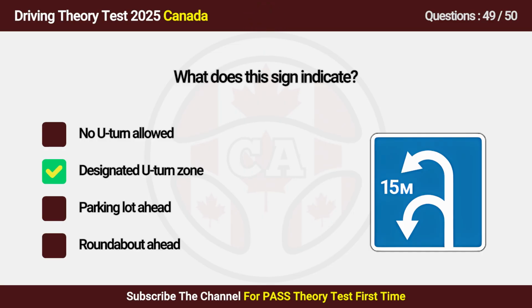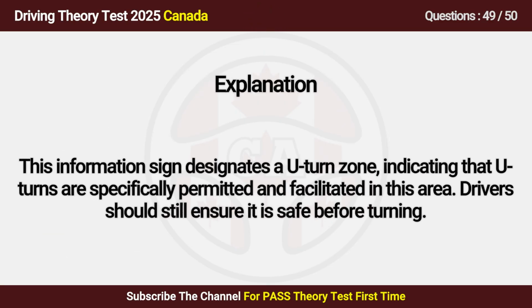Answer is B. U-turn zone. This information sign designates a U-turn zone, indicating that U-turns are specifically permitted in this area. Drivers should still ensure it is safe before turning.